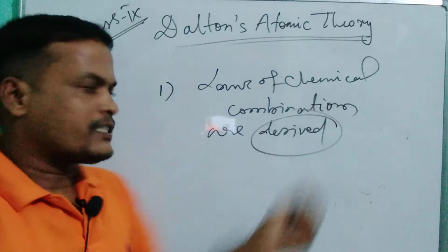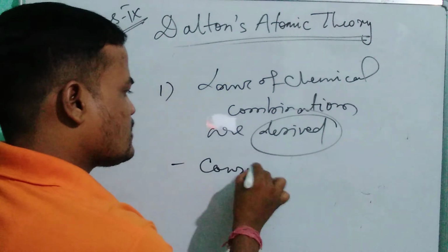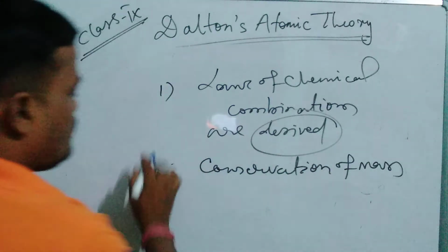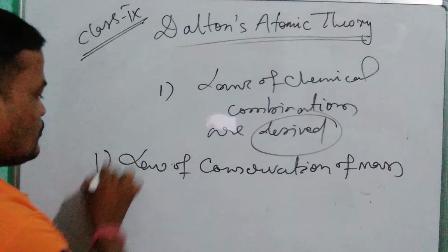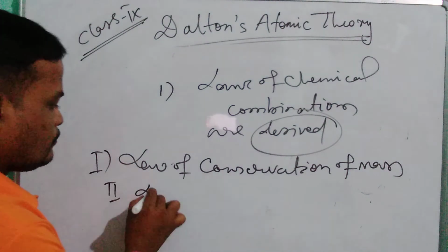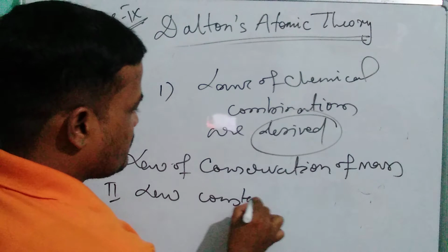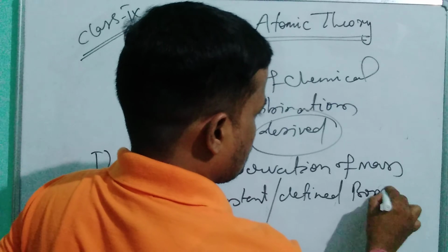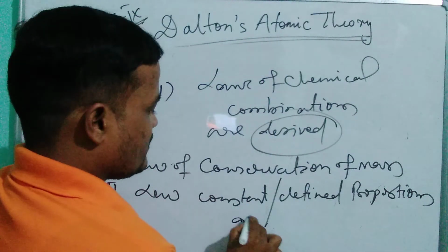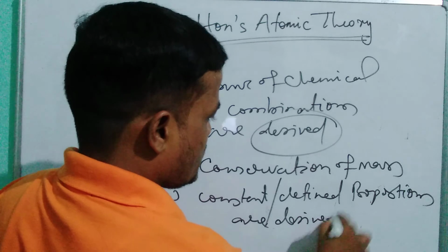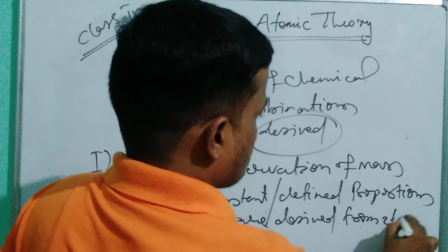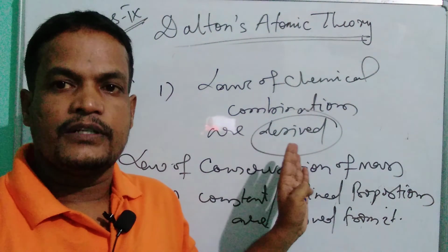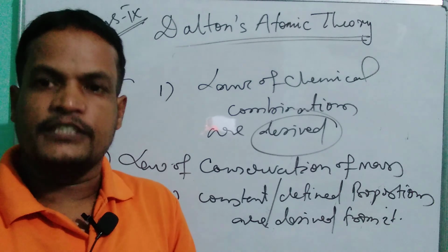The laws of chemical combination: number one, the law of conservation of mass, and number two, the law of constant or definite proportions, are derived from it. So this may be taken as the advantages of Dalton's atomic theory. This is all about today's class, friends.